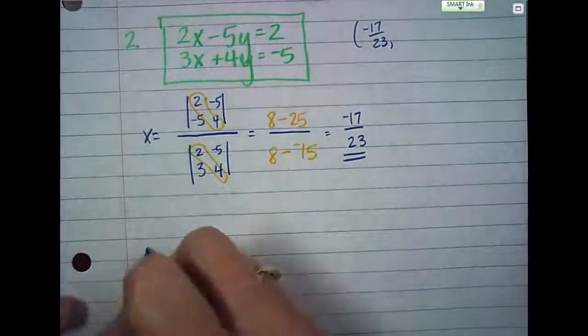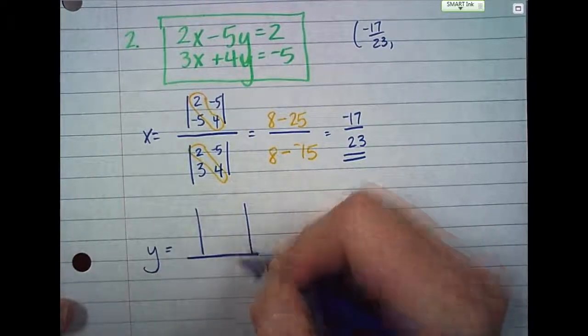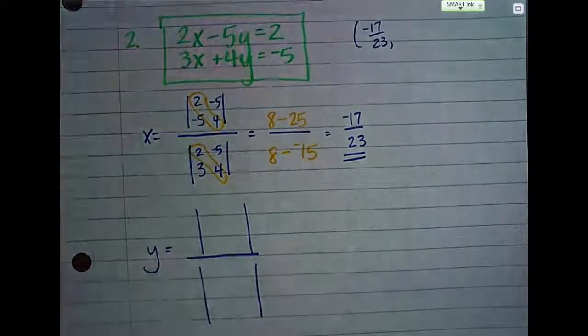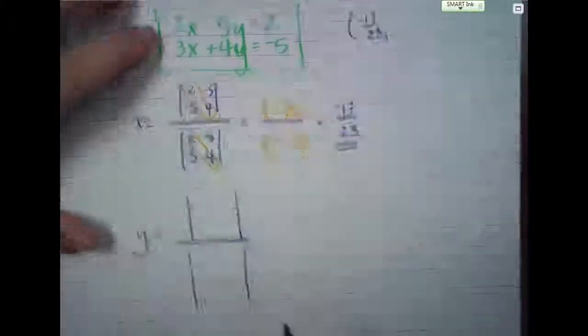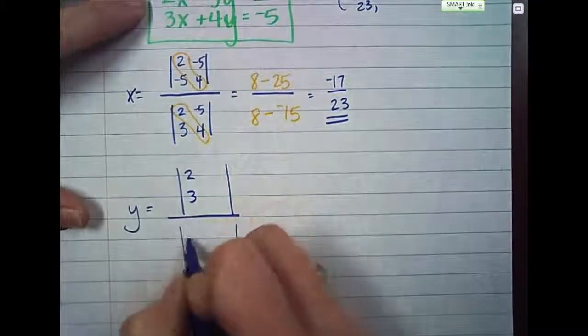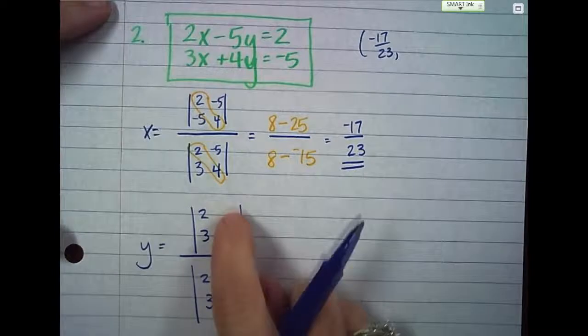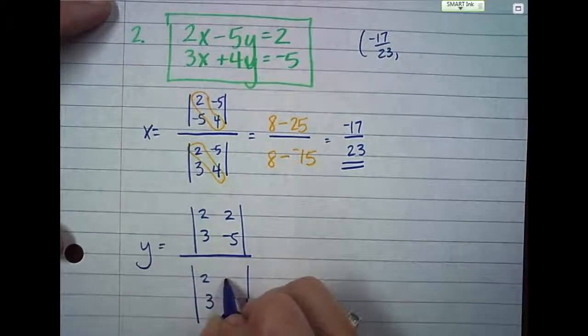Okay, you set up y. I'll give you a second to try it. So we're going to solve for y. So all the x's stay the same. 2, 3, 2, 3. The y's are what change. So instead of putting negative 5, 4 here, I'm going to put 2, negative 5, and then my negative 5, 4.